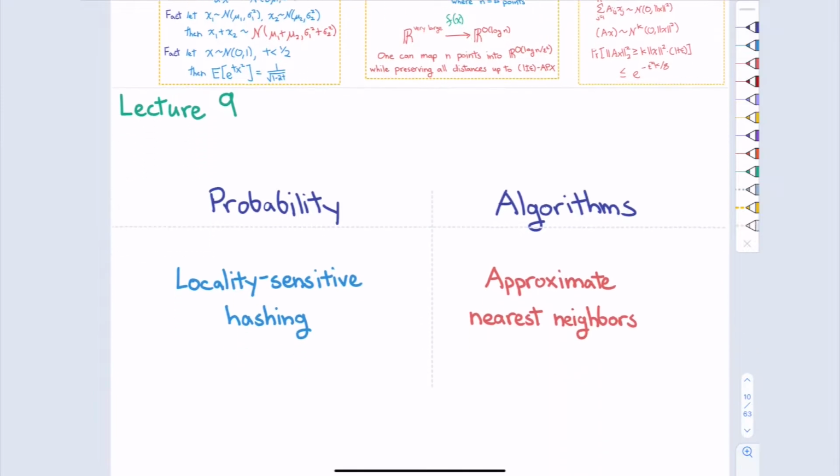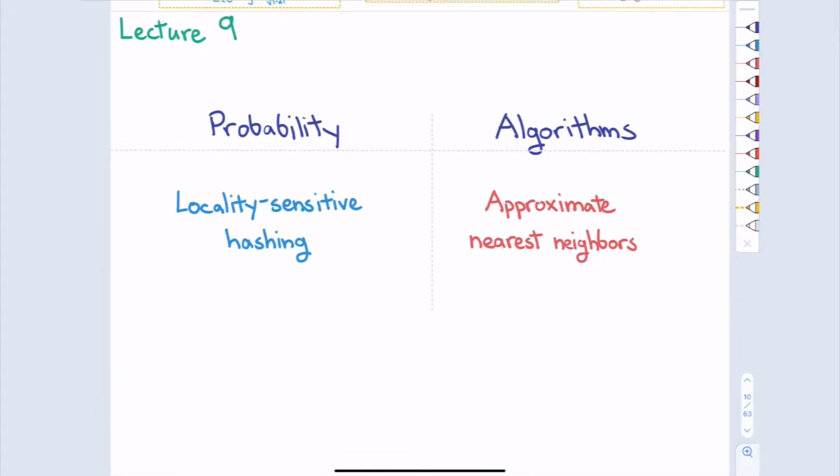All right, so today is also going to be about high dimensional stuff. We're going to, in particular, study a very practical problem called nearest neighbors, although we'll have to do it approximately because we're working in high dimensions. And the technique we're going to be using is called locality-sensitive hashing. It is indeed hashing, but it's going to have some peculiar features.